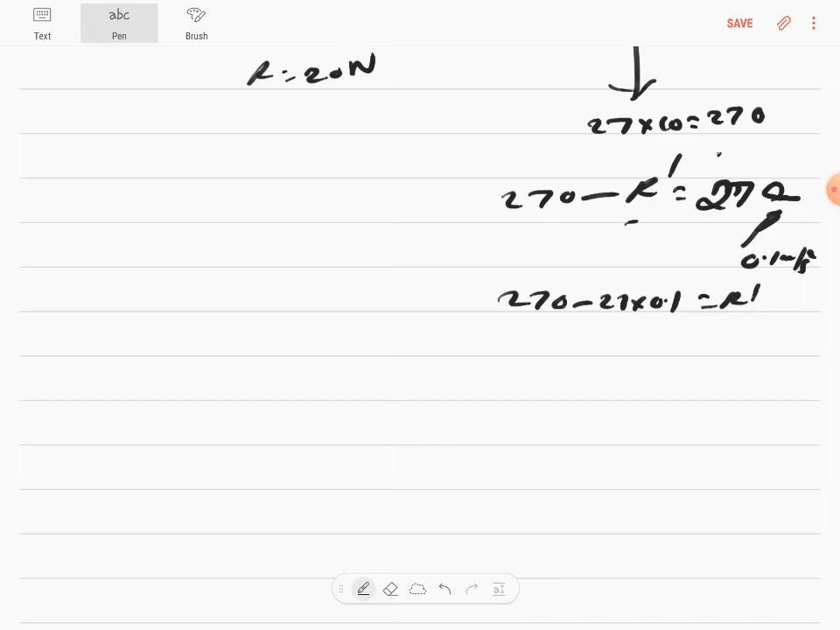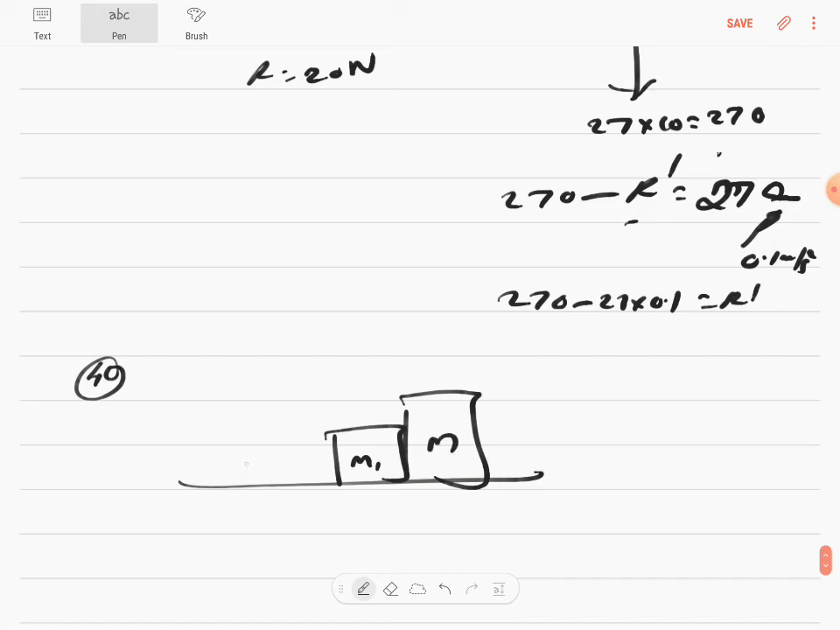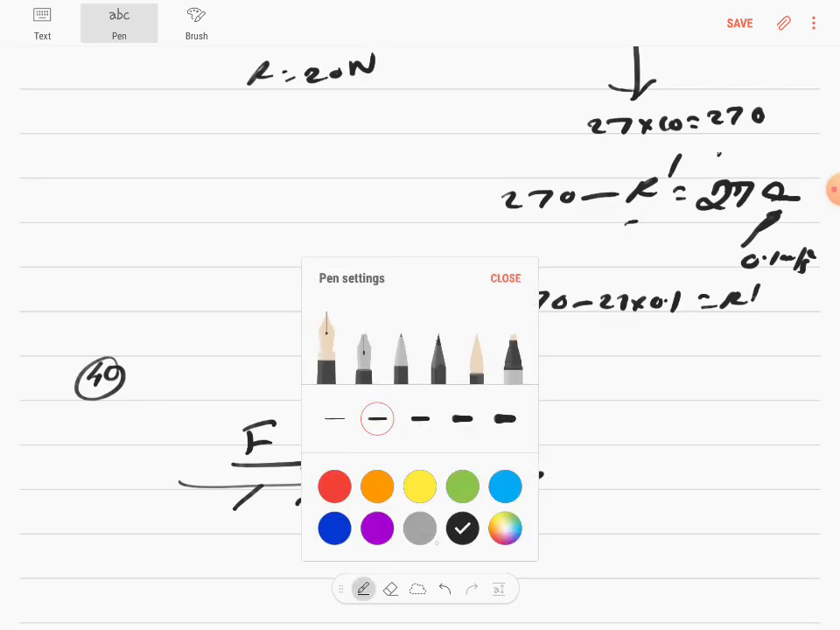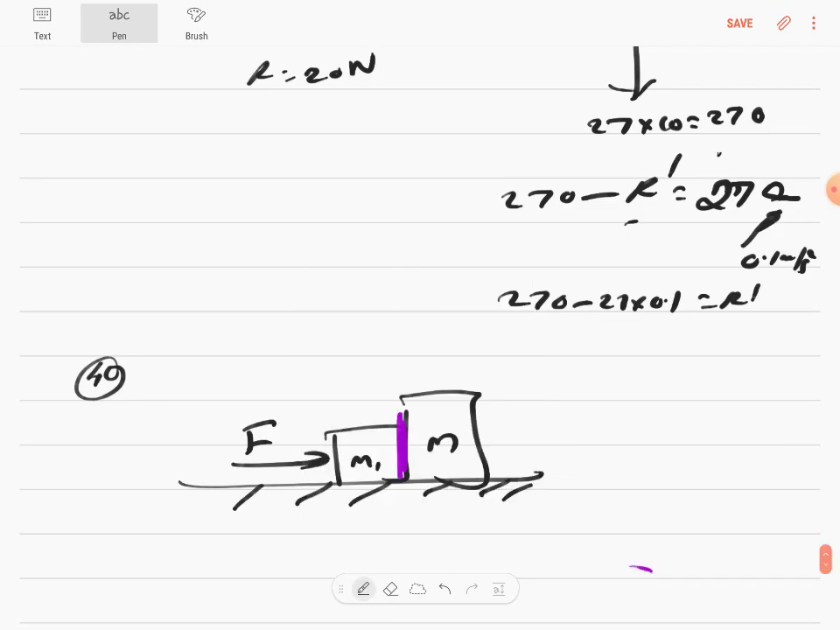Okay, so the 40th question. Two blocks, of mass m1 and another block m2, are being pushed in this direction by applying a force like this. The two blocks m1 and m2 are in contact with each other on a horizontal smooth floor, no friction. The blocks are pushed by a force. If the two blocks are always in contact, what is the force at the common interface? We are asking the force that is at the common interface.